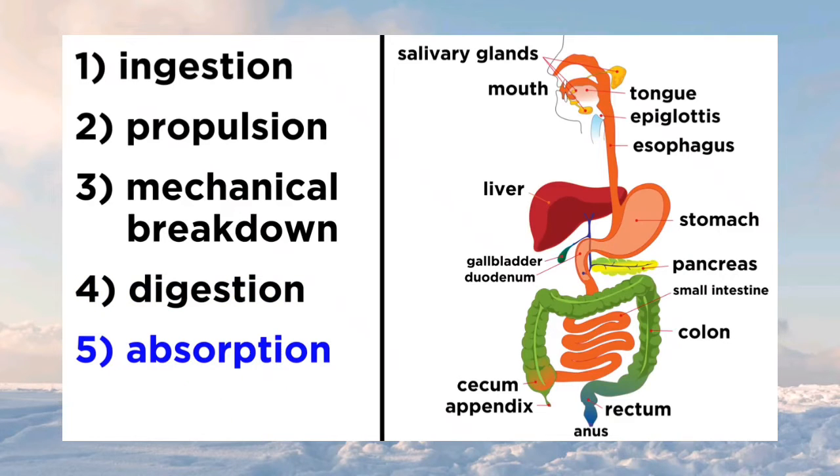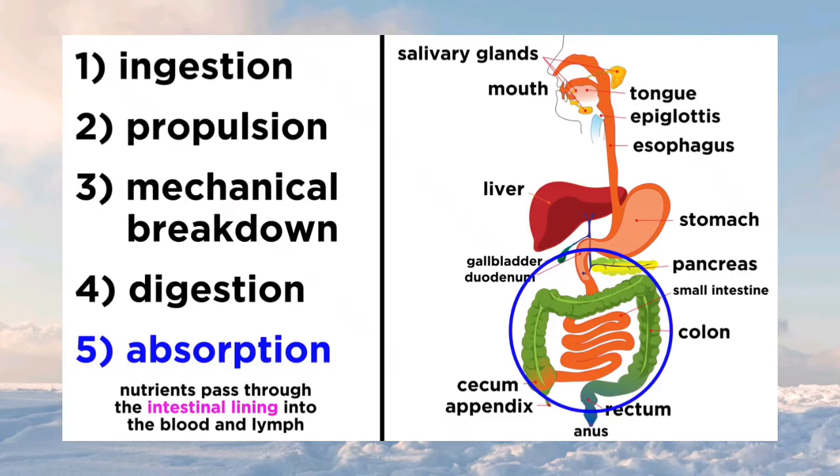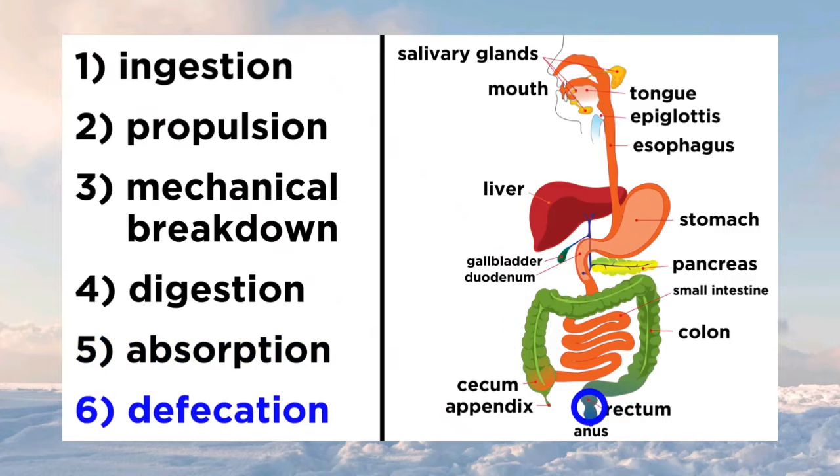Next, once everything is broken down as much as it can be, absorption will occur, where all of these nutrients pass through the lining of the small and large intestines into blood and lymph on the other side. Finally, anything that is not absorbed by the body will be dealt with during defecation, where it is expunged from the body in the form of feces. All of this is aided by specific chemical stimuli that activate certain reflexes, some of which are mediated by the central nervous system.